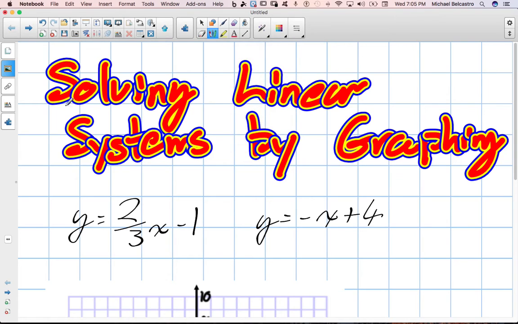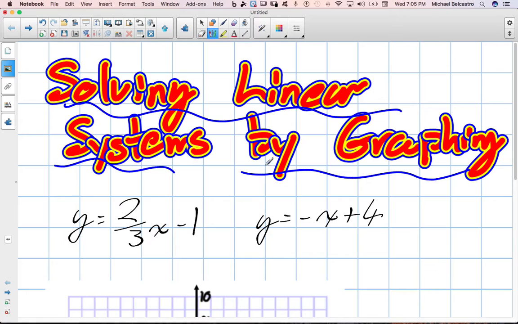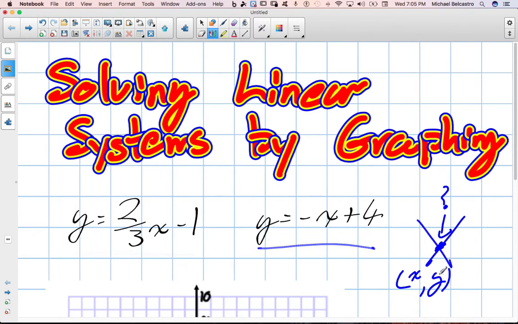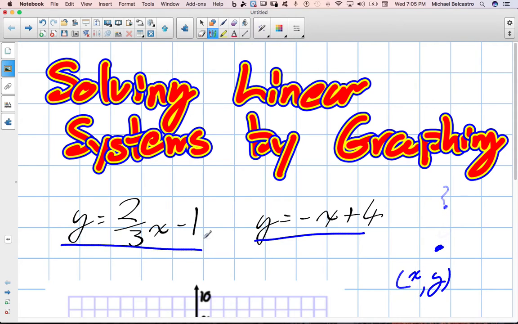Let's take a look at solving linear systems by graphing. So a linear system, that's what this is. A linear system is when we have two linear equations and we're trying to figure out where they're intersecting, right? What this coordinate is going to be, so what's the x value and the y value of where the two lines cross, okay? So each of these equations represents a line.